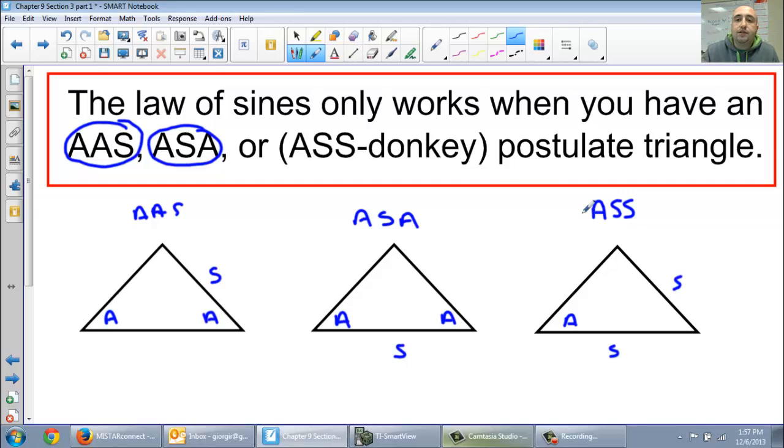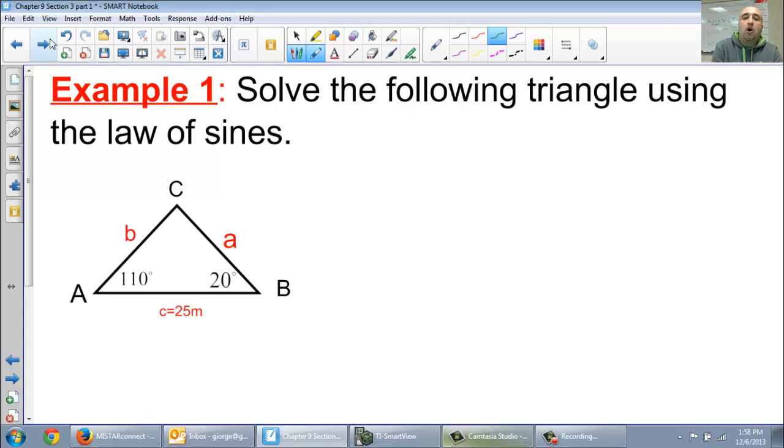So what we're going to do today is focus only on the first and the second case. We're going to save the donkey postulate for part 2 because it's a little bit more difficult and we have to get into a little more information. We're going to do two examples, one with angle, angle, side, and one with angle, side, angle. So example 1. Solve the following triangle using the law of sines.